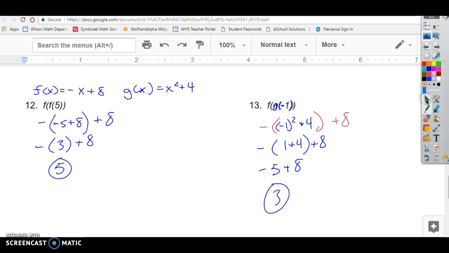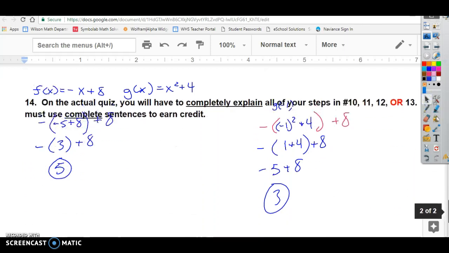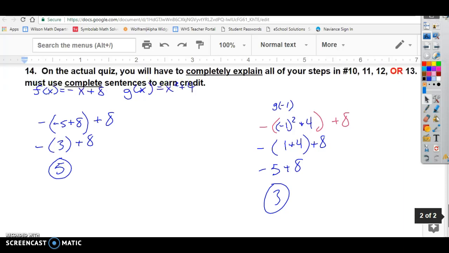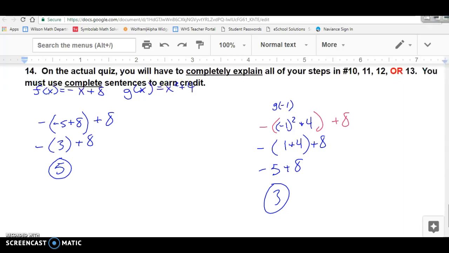Okay? Now, and you can see at the end here, your last question is going to be explain all your steps in 11, 12, or 13. You must use complete sentences to earn full credit. So in this one here, this was f of g of negative 1.